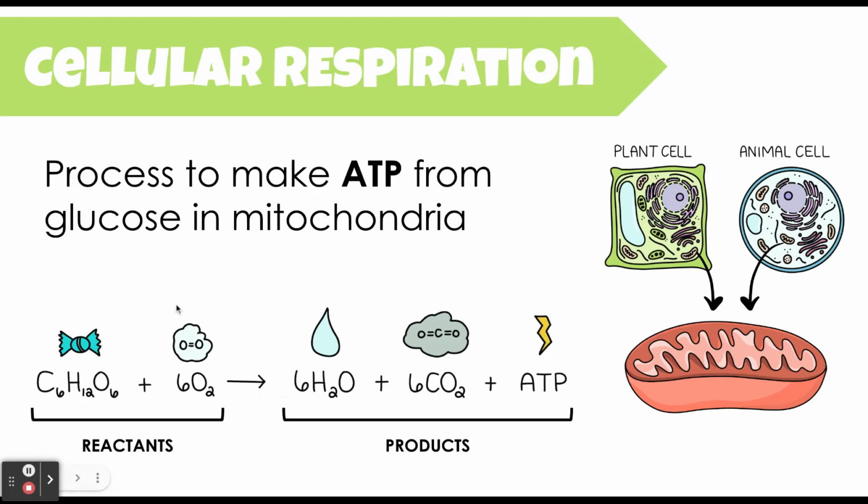So, in terms of the chemical equation for respiration, the reactants, or the ingredients needed for respiration to occur, you need at least one glucose molecule, and glucose molecularly is C6H12O6. You need 6 oxygen molecules for that one glucose molecule. And what that's going to create during cellular respiration is 6 water molecules, 6 carbon dioxide molecules, and ATP.